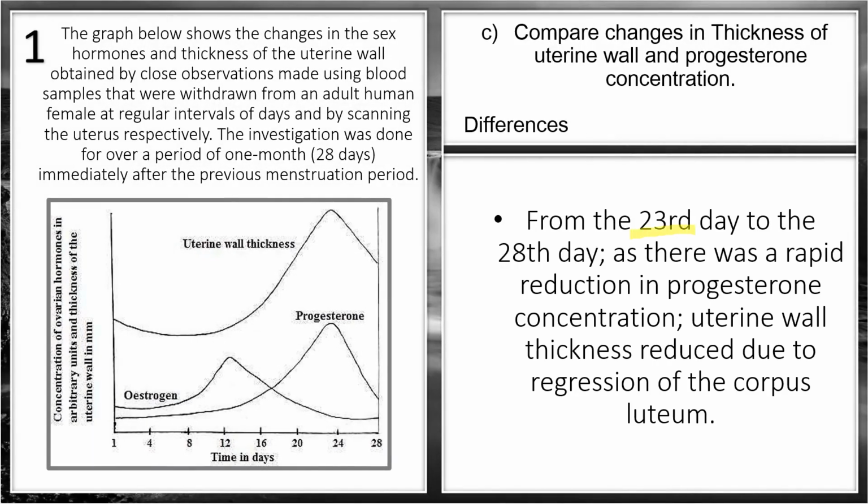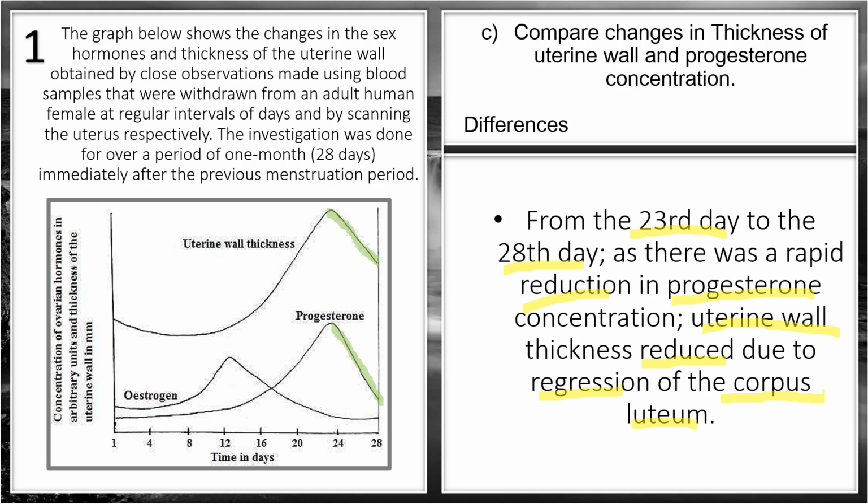Then from day 23 to day 28, there was a rapid reduction in progesterone concentration, and the uterine wall thickness also reduced, due to the regression of the corpus luteum. So we can see that from the 23rd going down to the 28th, there was a decrease in the concentration of progesterone hormone, and this also resulted in a decrease in the uterine wall thickness.